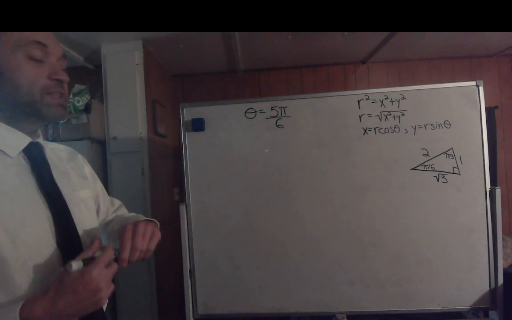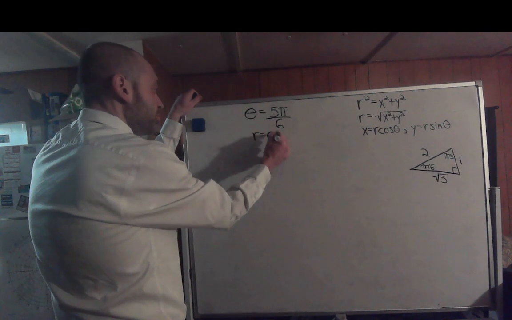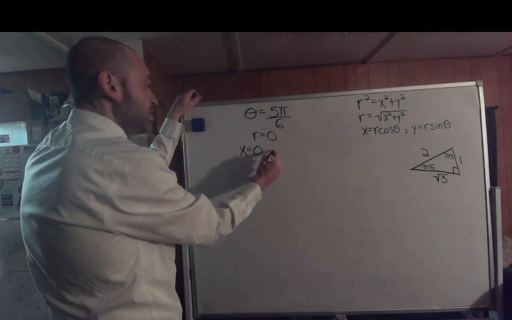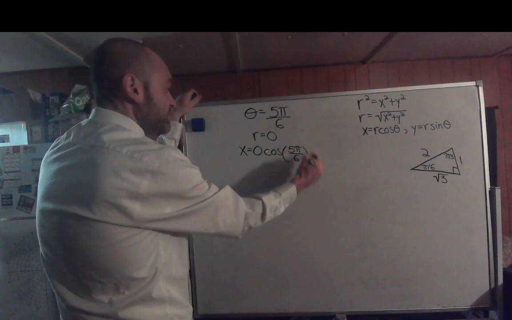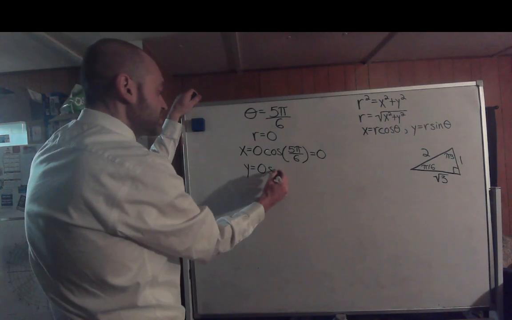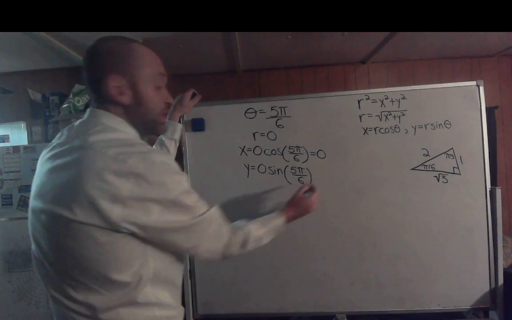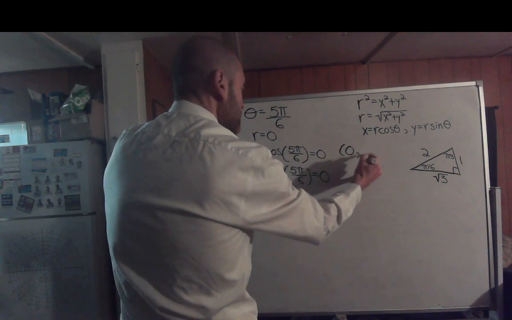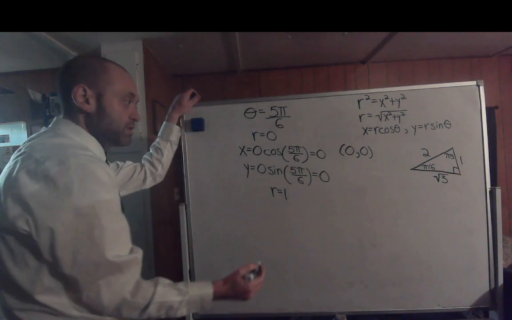So let's go ahead, let's just take r being 0. R being 0, so that means x would equal 0 times the cosine of 5 pi over 6. Well, that's just going to give you 0. And then that means y equals 0 times the sine of 5 pi over 6. Well, that's also going to be 0. So you get a free ordered pair at the origin. And then now let's go with r equals 1. That's probably the next easiest one to do.